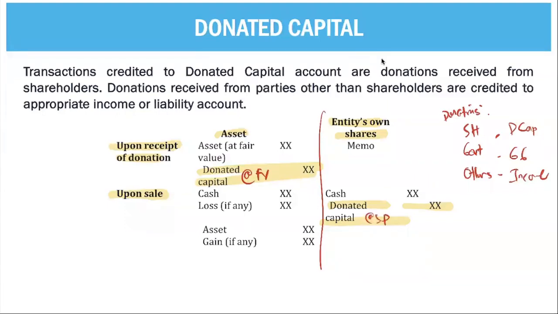When do we recognize donated capital for an asset received from a shareholder? Upon receipt of donation. When do we recognize donated capital for entity's own shares donated by a shareholder? Upon sale. Ingat kayo dito. Donated capital.